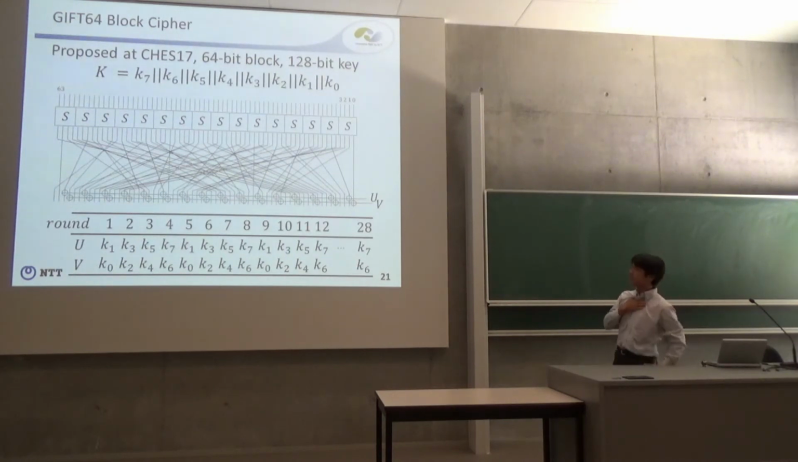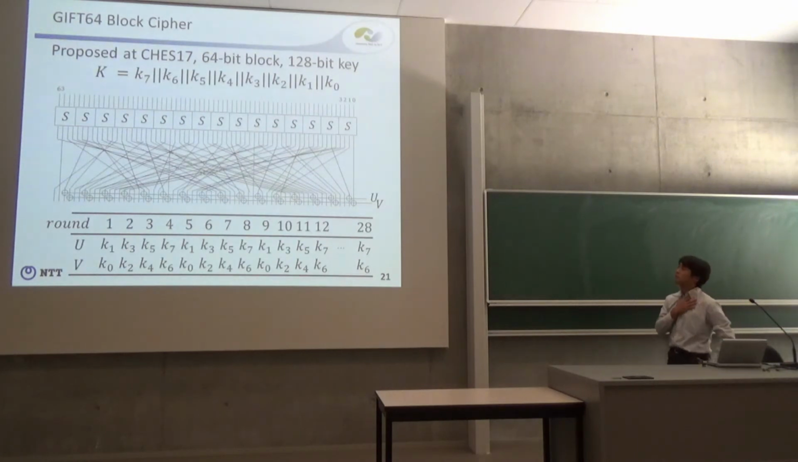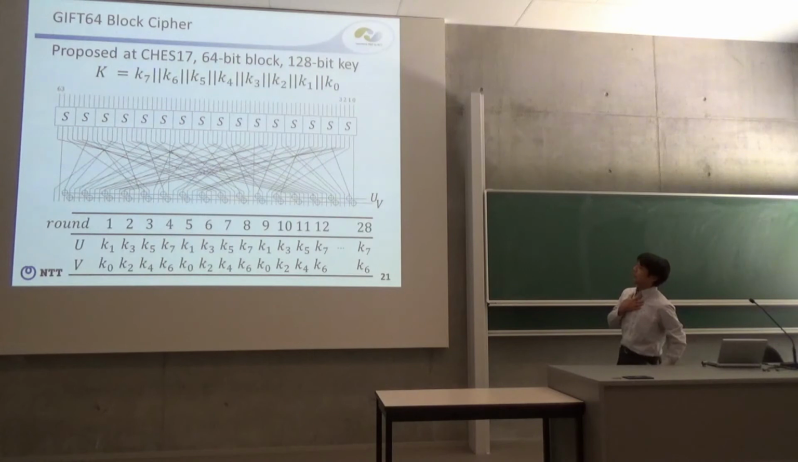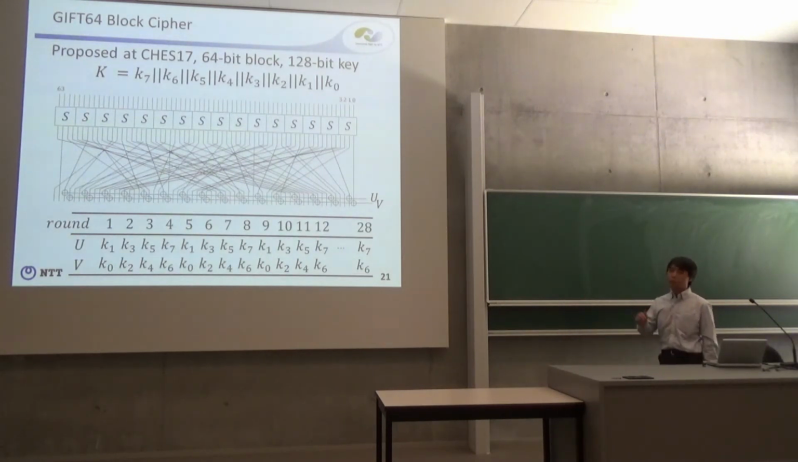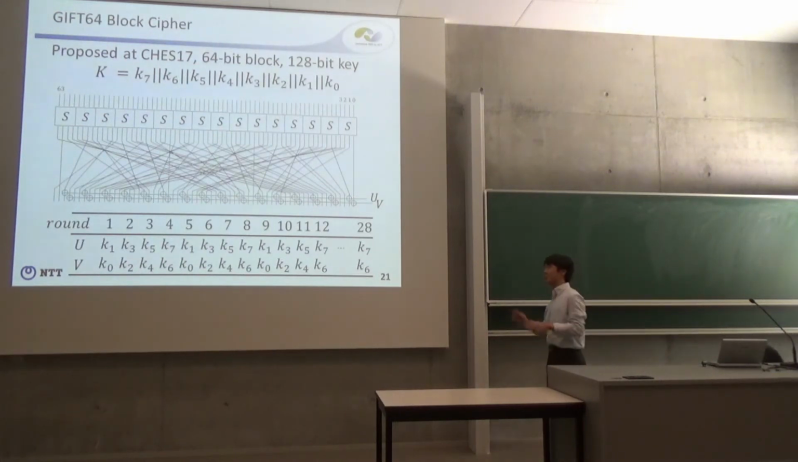It's very lightweight. It was proposed at CHES last year, and the block size is 64 bits, and the key size is 128 bits for the smaller version of GIFT. The computation structure, you don't have to remember it, is: first, the application of the 4-bit S-box to every nibble, then the bits are swapped in some specified way, and then the key is XORed to 32 bits of the state. Of course, you don't have to follow the network.